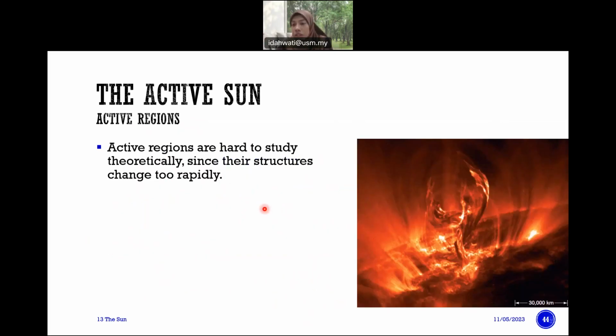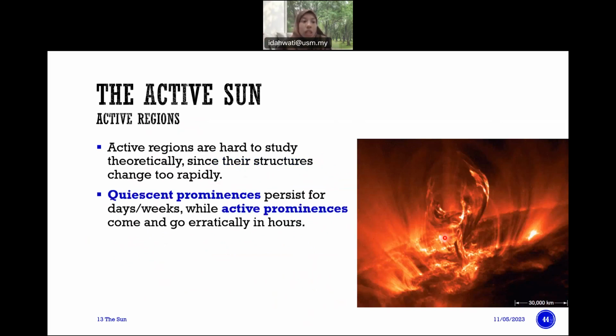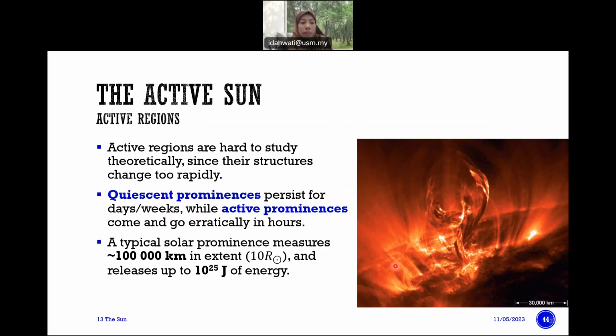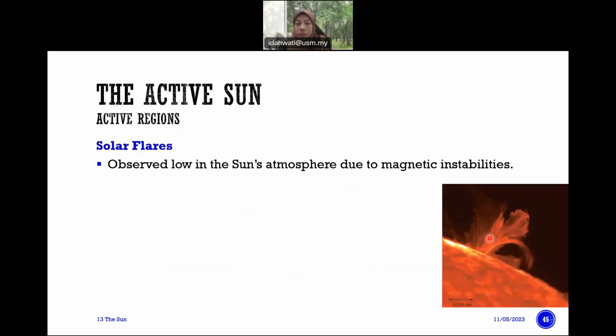And theoretically, it is very hard to study since the structure changes too rapidly. Okay, and we have also the quiescent prominence, which persists for days or weeks, while the active prominence comes and goes erratically in hours. So many changes happen in a very short time. Okay, so a typical solar prominence measures about 100,000 kilometers in extent and releases up to 10 to the power of 25 joules of energy, so very high energy.